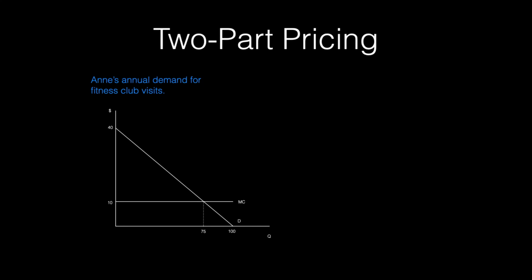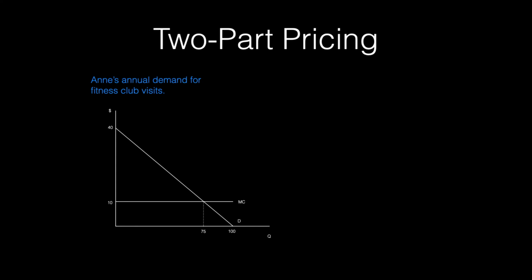To understand the effects of a two-part tariff pricing strategy, it is important to remember that consumers make their decisions at the margin. That is, they weigh the additional benefits and the additional costs of a decision. For this reason, sunk costs are irrelevant to decision-making. With this in mind, consider Anne's decisions in regard to her participation in a fitness club. This demand curve shows her annual demand for fitness club visits. This is not a market demand curve.